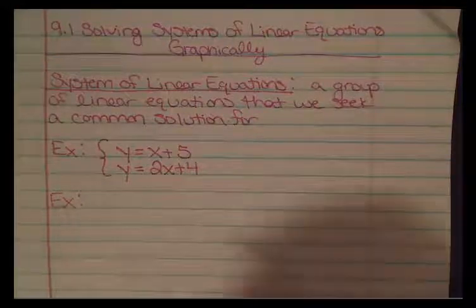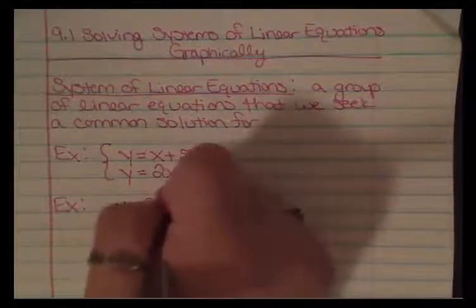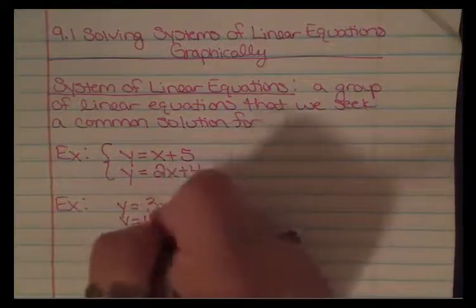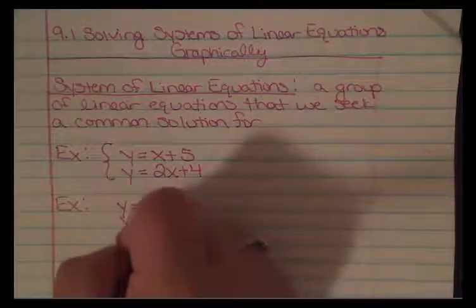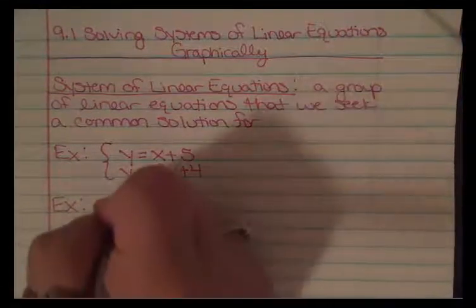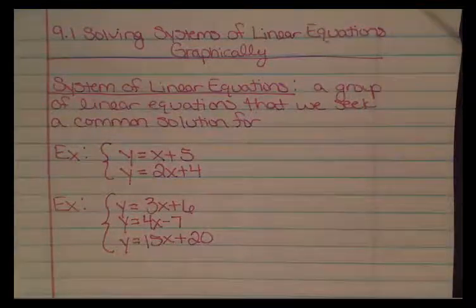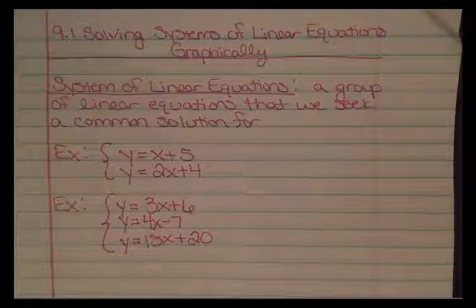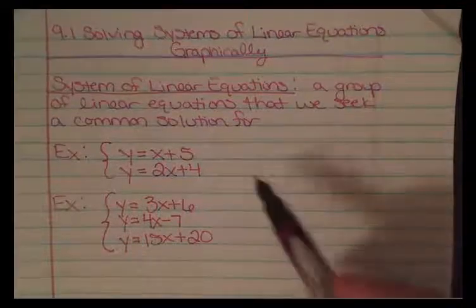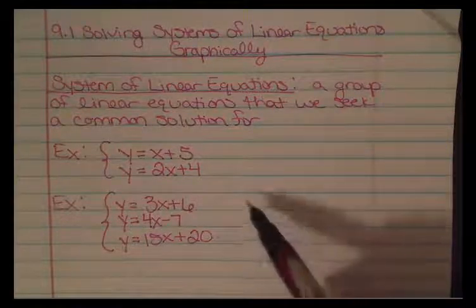Here's another example. We have y equals 3x plus 6, y equals 4x minus 7, and y equals 15x plus 20. Systems of linear equations can have two equations, they can have three equations. Theoretically, they can have as many equations as you'd like. For this course, you're going to deal with two equations, ones that look like this first example. But I did want you to know you can have systems with more equations, and that is okay.